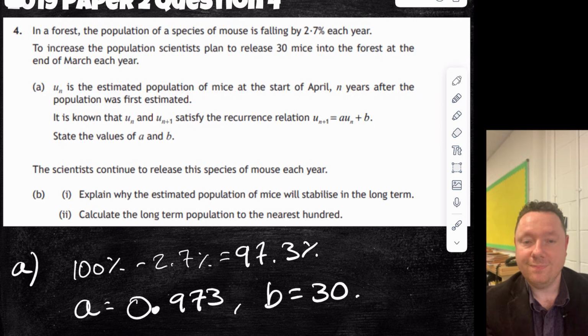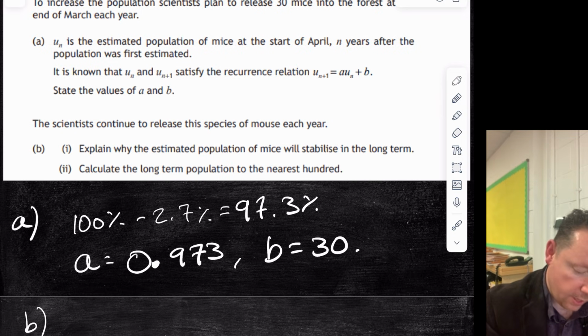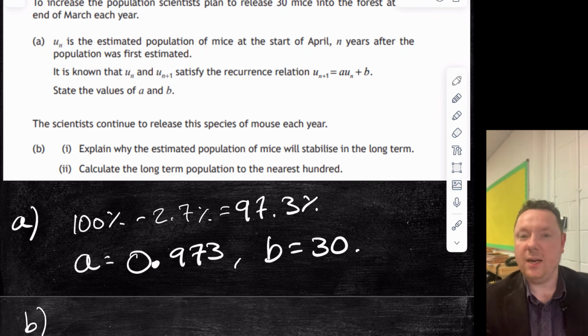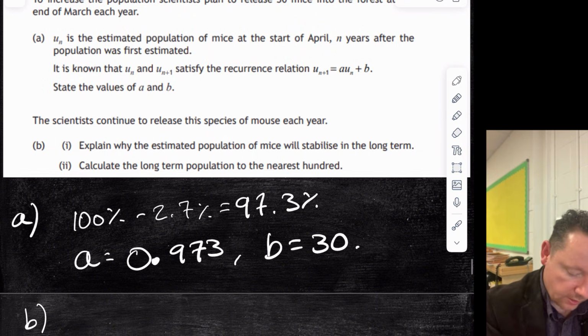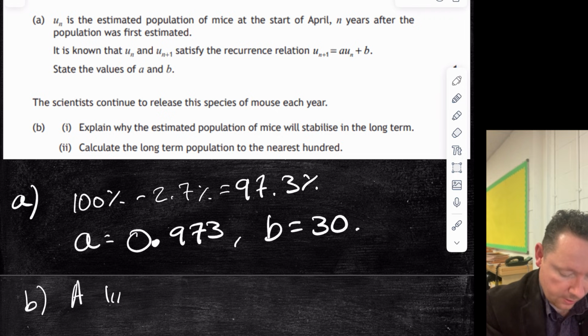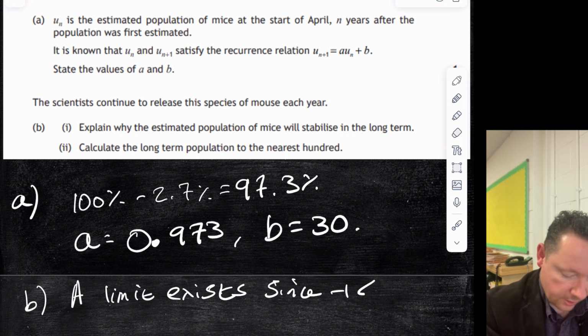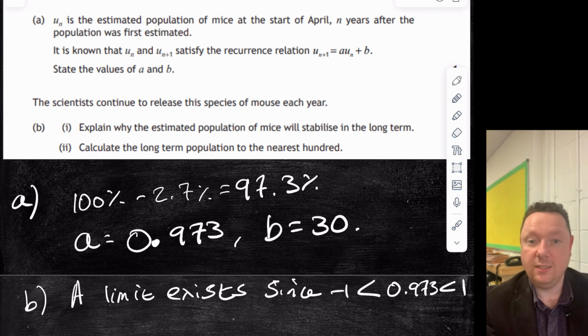And we're done there. Question B. Explain why the estimated population of mice will stabilize in the long term. So it mentions stabilizing, so it means a limit exists. So we can say a limit exists since minus 1 is less than 0.973, which is less than 1. And that's all we need to say.